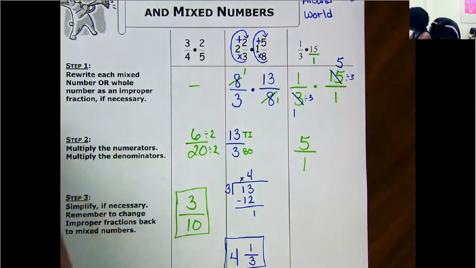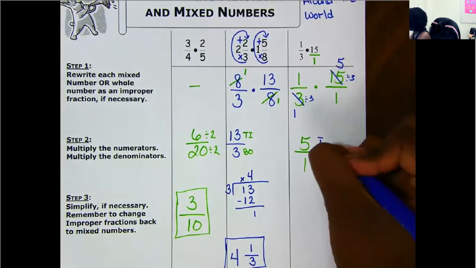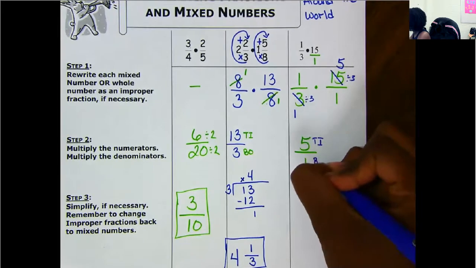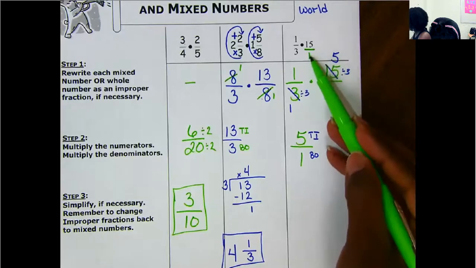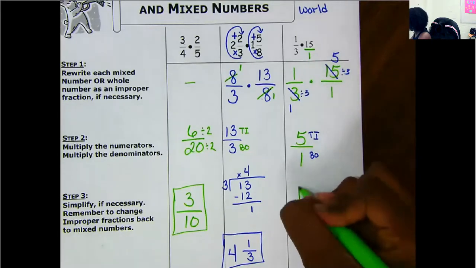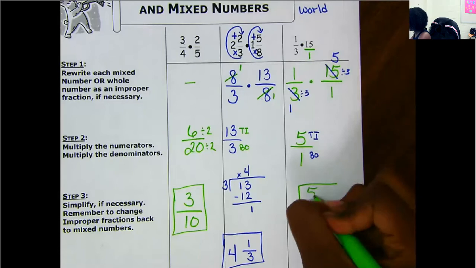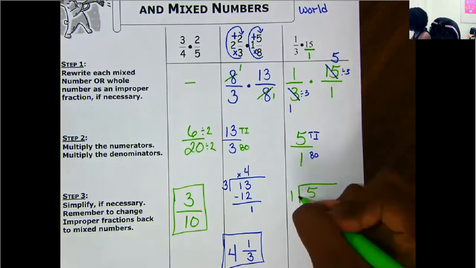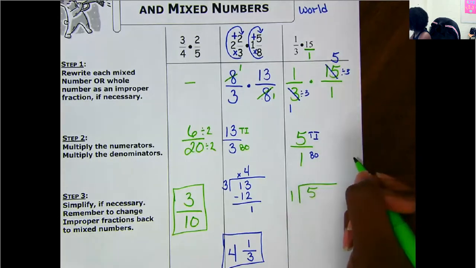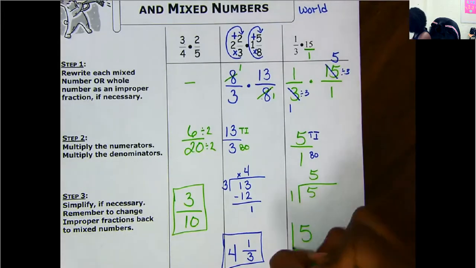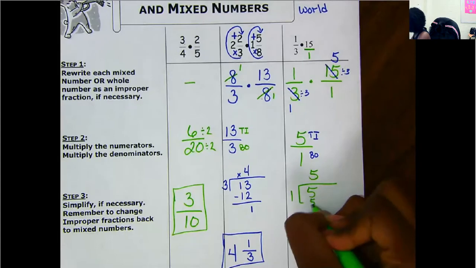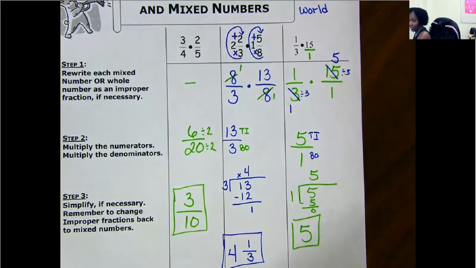I'm improper, so I need to do tie bow. Or if you realize that over here, anything over 1 is itself. But just in case you didn't see that, we're going to do top in, bottom out. How many times will 1 go into 5? 5 times. So 5 is my answer.